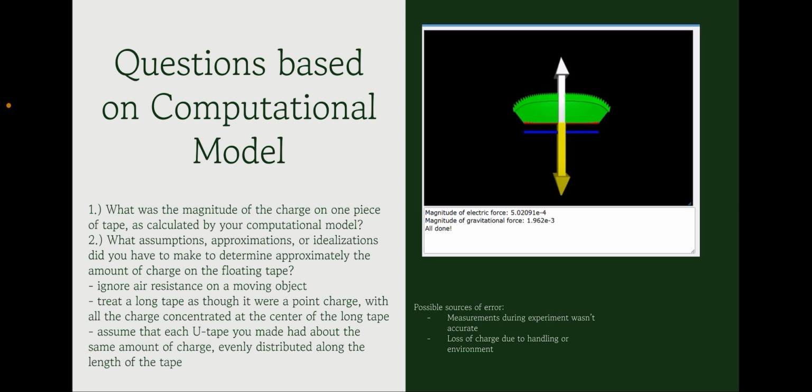And then possible sources of error that we have to account for were that the measurements during the experiment weren't totally accurate, or that there was a loss of charge due to handling or environment when we did the calculations or we did the experiment itself, which all fall under human error as well.